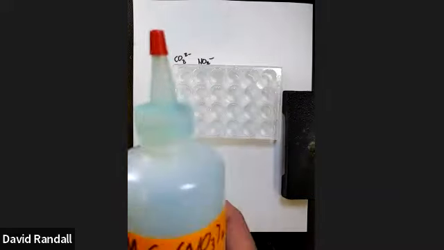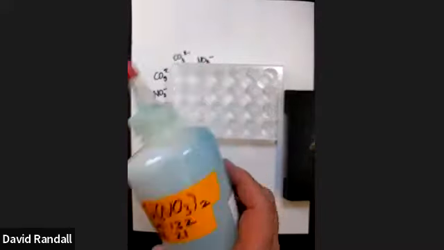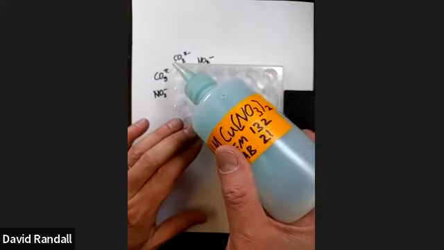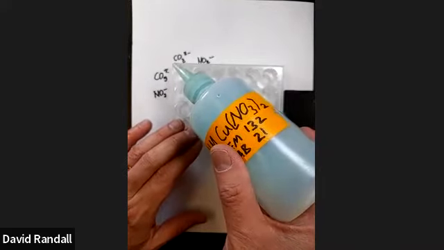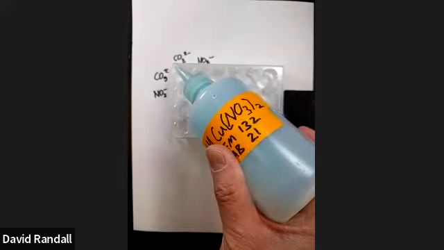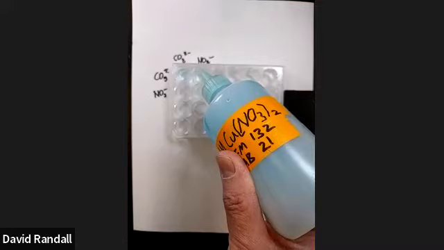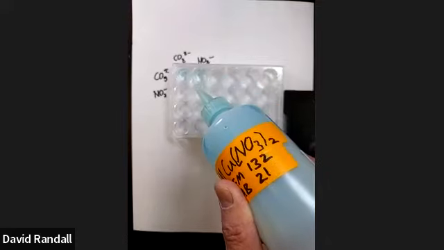In each well, we're going to put 0.1 molar copper nitrate. I think we're going to put about 8 drops. 1, 2, 3, 4, 5, 6, 7, 8. If you accidentally do 9, it's no big deal.